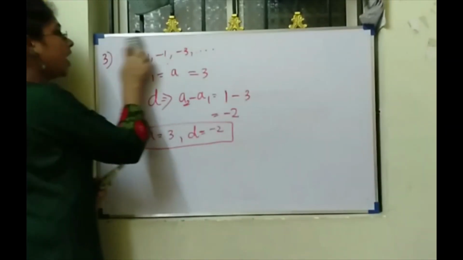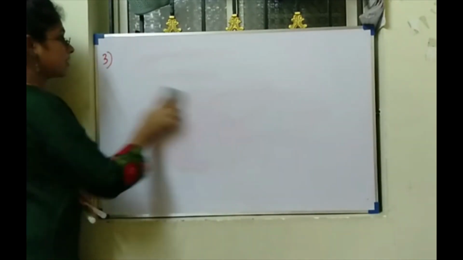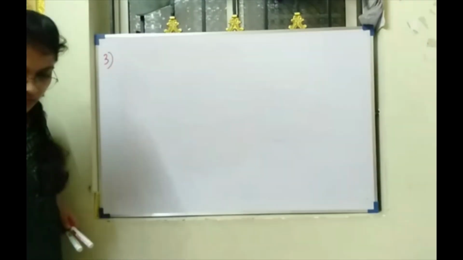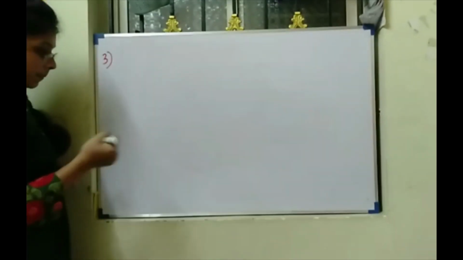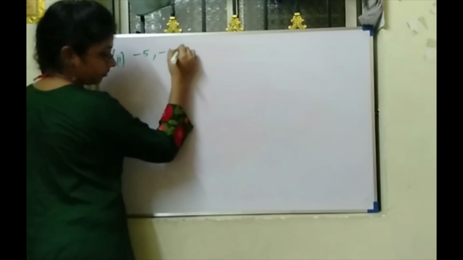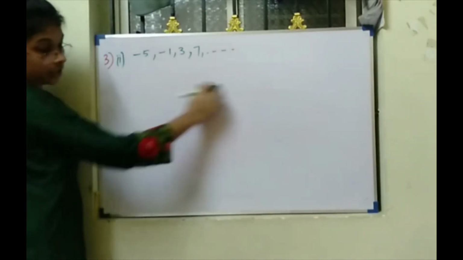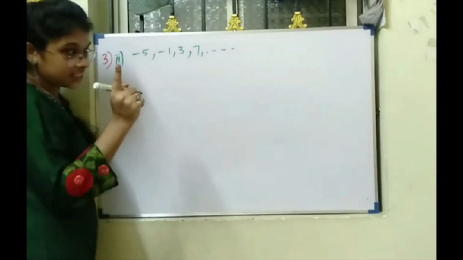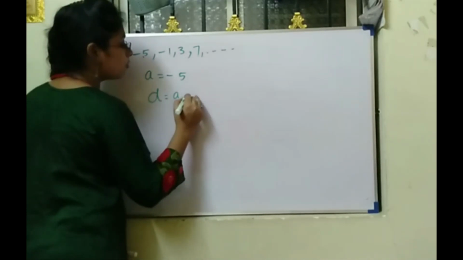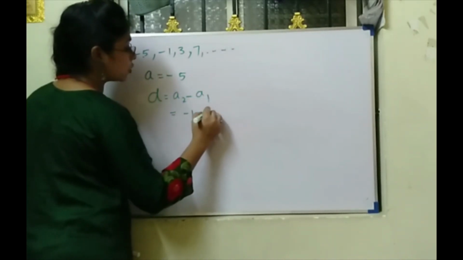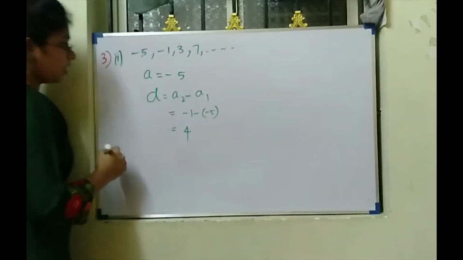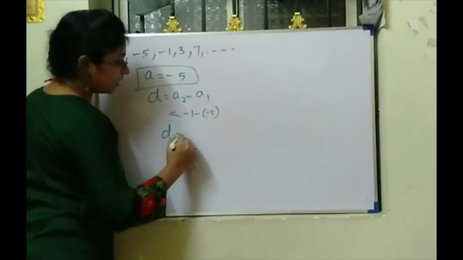Let's move on to the second part of this question. So we have to find the first term. What is the first term? Yes, you're right. A is equal to minus 5, and D is equal to A2 minus A1, which is minus 1 minus of minus 5, so D is equal to 4. Here the first term is minus 5 and D is 4.